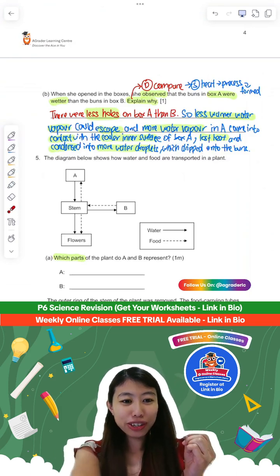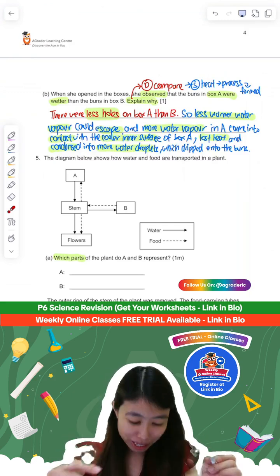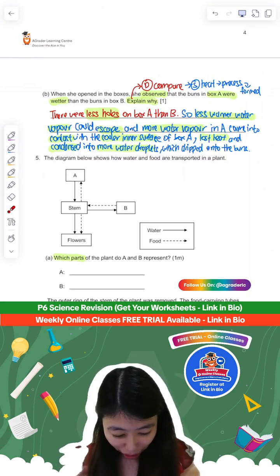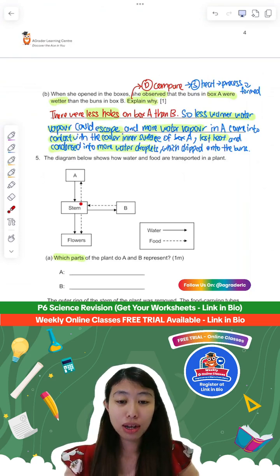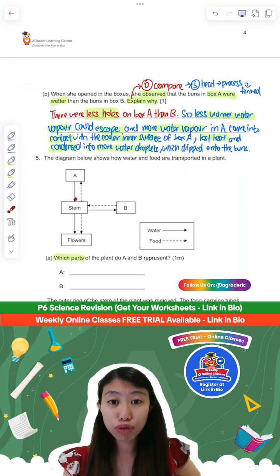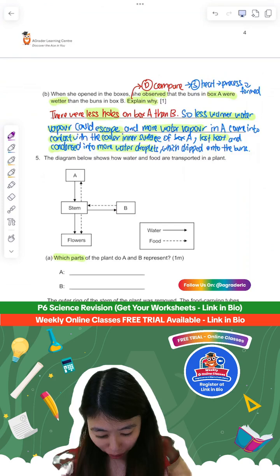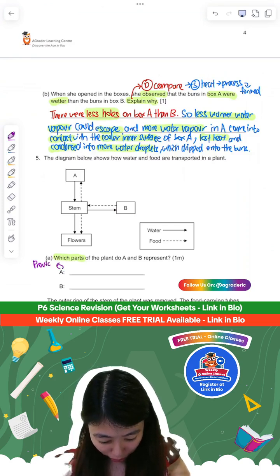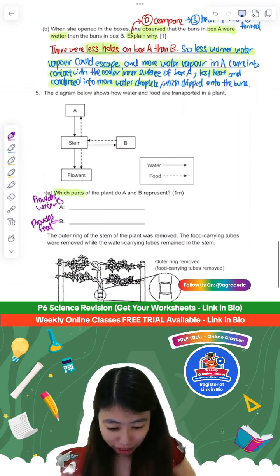Most of you, very good. So basically what happens is that you all look at the direction. B is the one that provides food, right? Because you see food goes to the stem. Then A, look at the direction of water. Water comes from A, goes to the stem, and then goes to the other parts of the plant. So A provides water, while B provides food. Very straightforward.